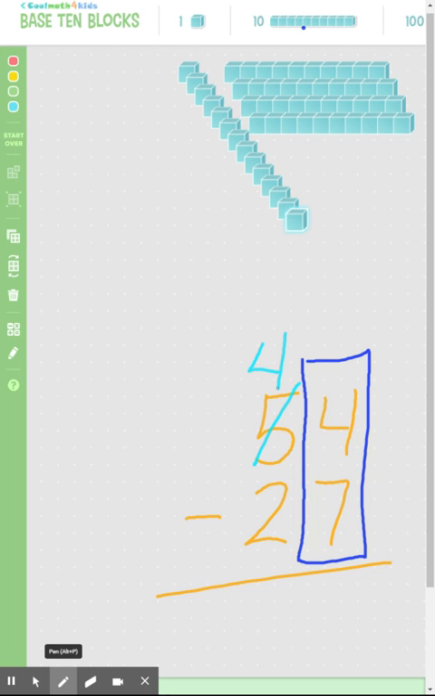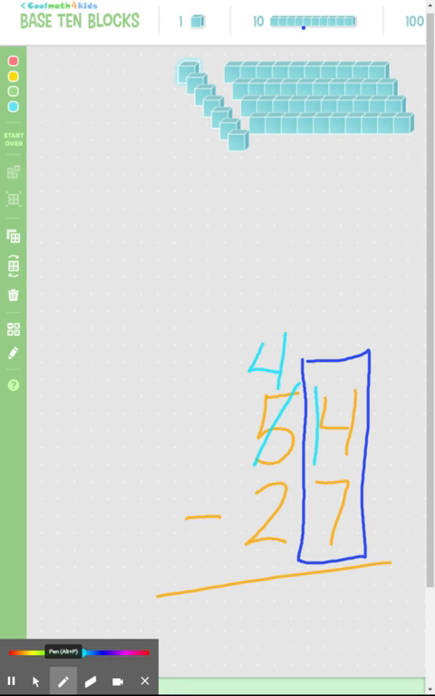You can see them. And I'm going to add that one group of 10 that I borrowed over here. So I have 14 take away 7. So let's look what happens if we take away 7 blocks now. 1, 2, 3, 4, 5, 6, 7. And how many are left? 1, 2, 3, 4, 5, 6, 7.